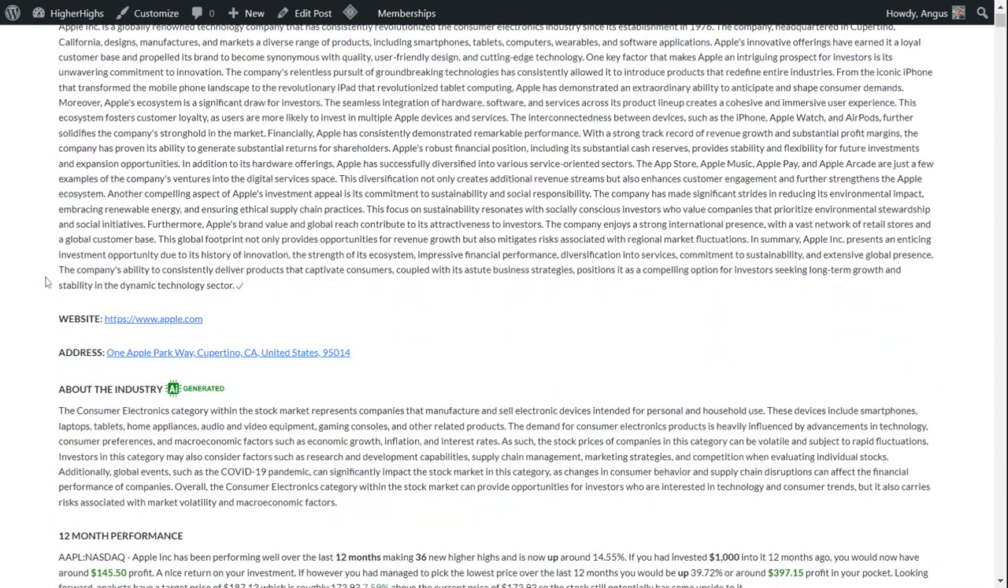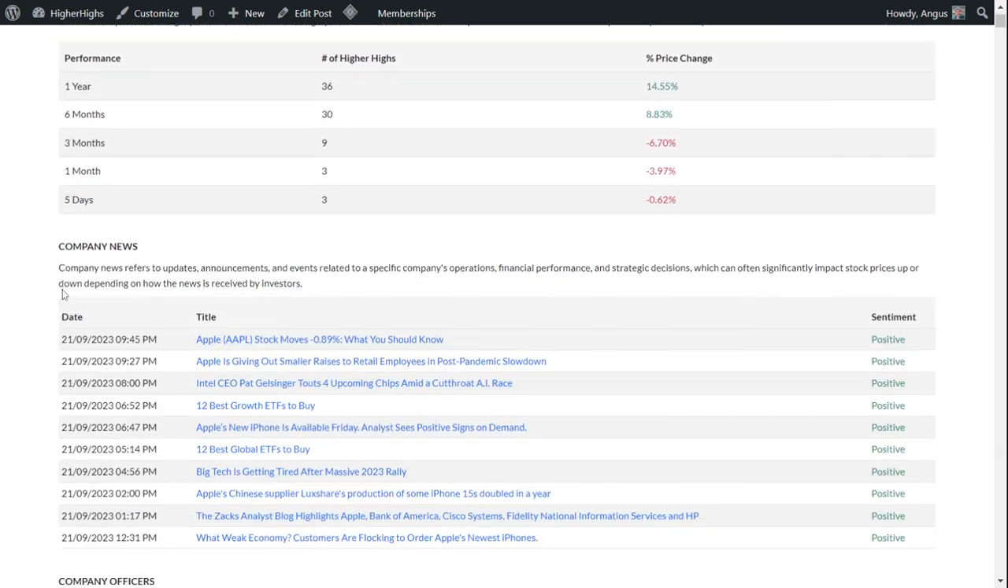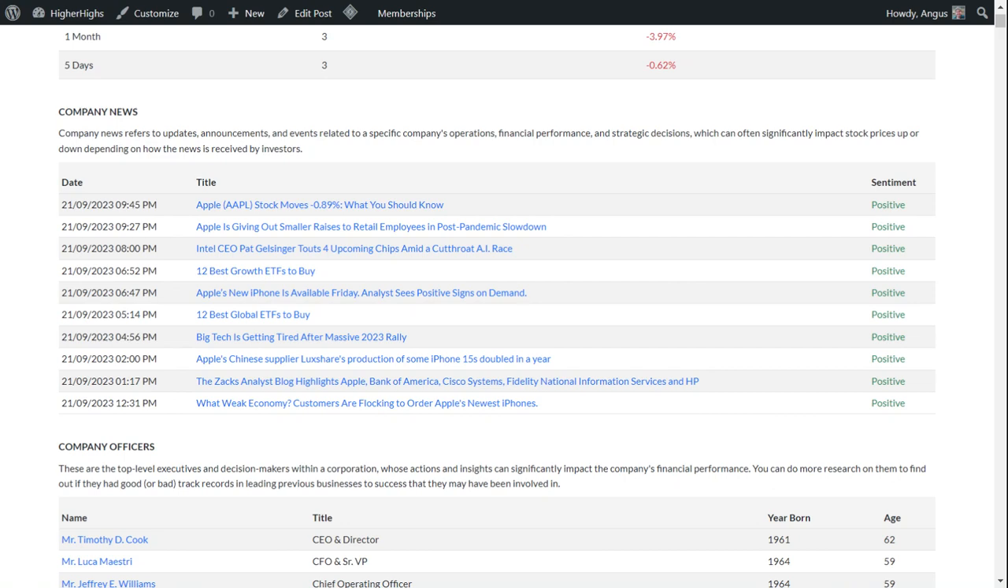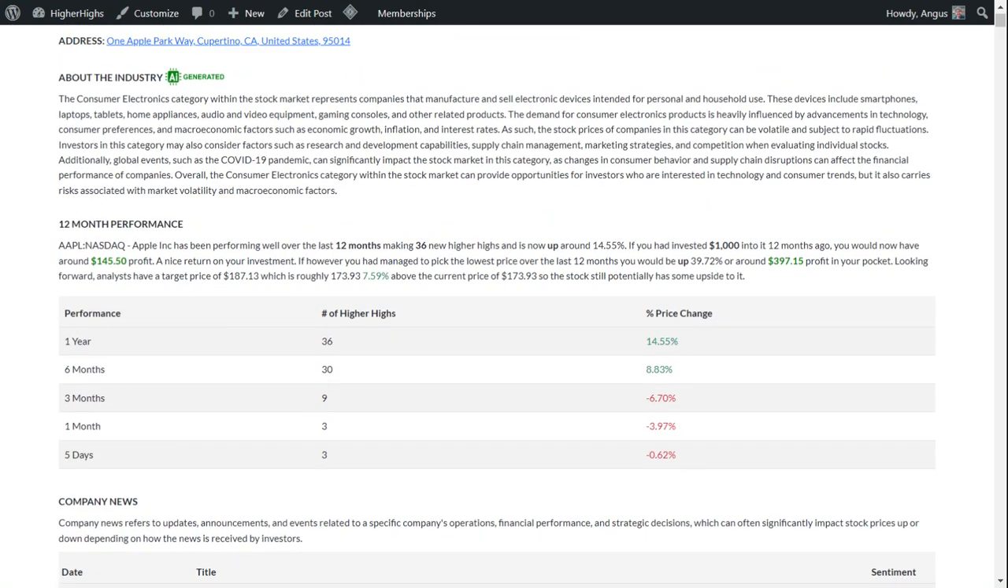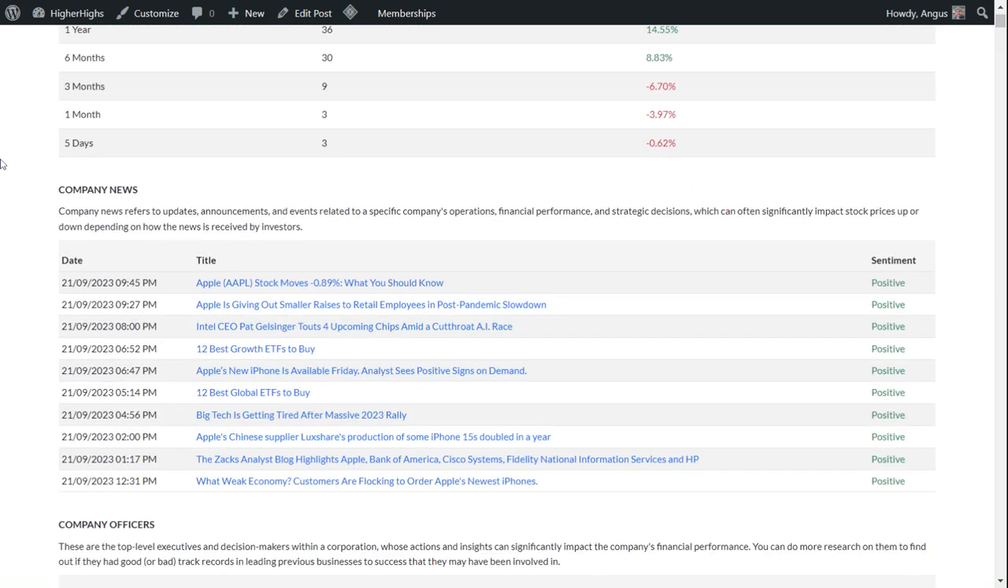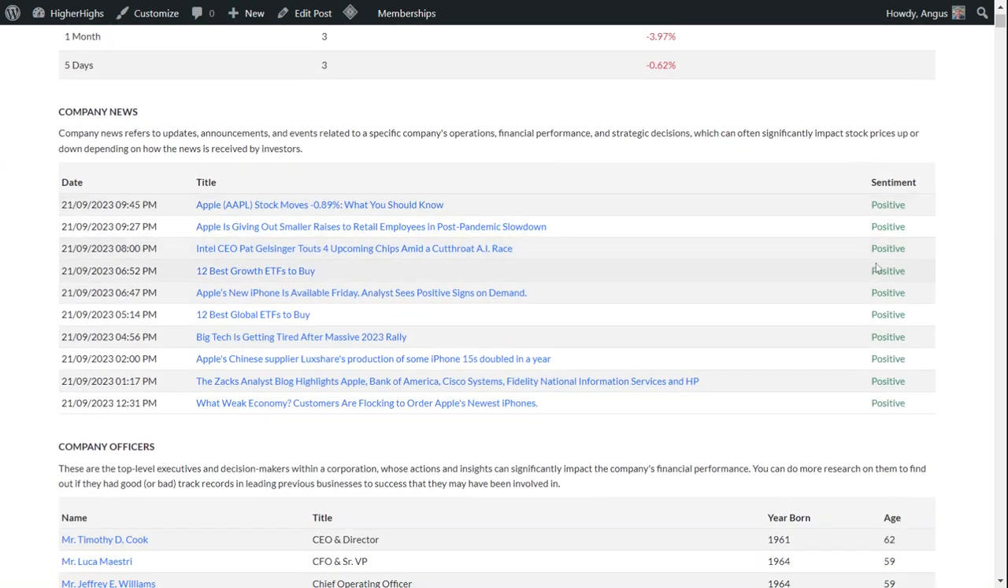If you scroll down, the bit that you get as a member is you get to see the latest company news. So not only do we want to know how the stock is performing and whether the industry that it's in is a good industry, we want to know what the sentiment is around it. What's the news coming out around it? Is it good news or bad news? So again, we get a feed of all the latest news headlines. We just display the last 10 because that's, I guess, the closest snapshot you need.